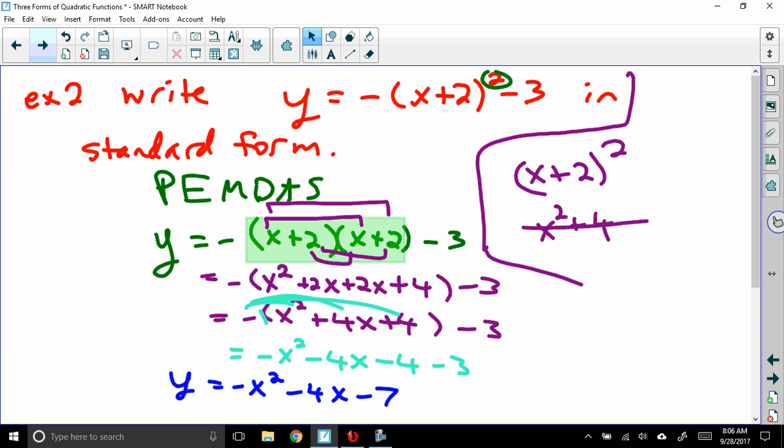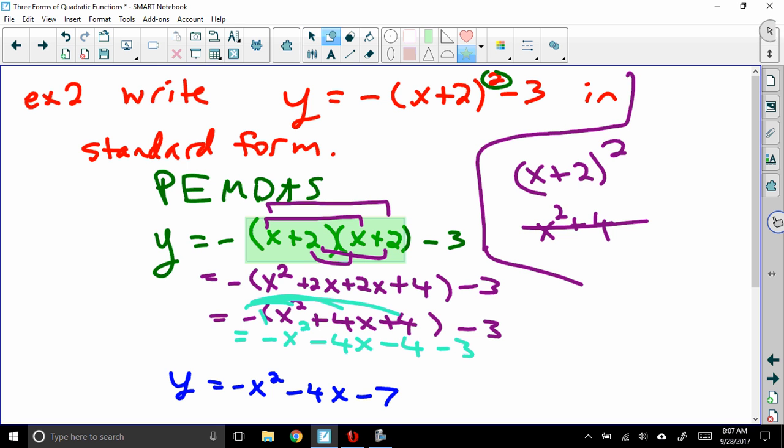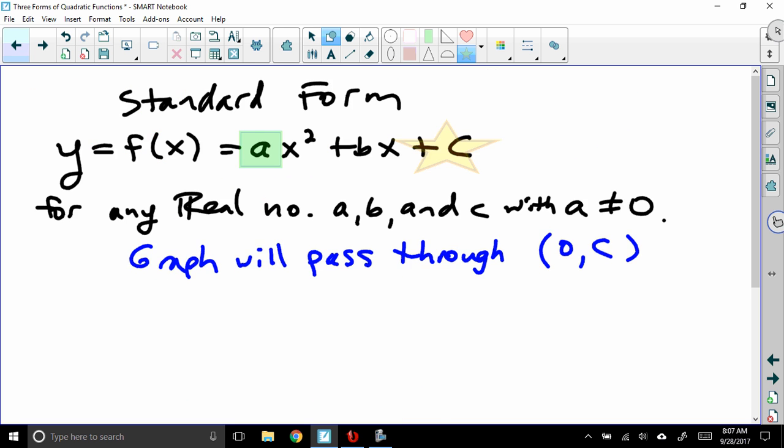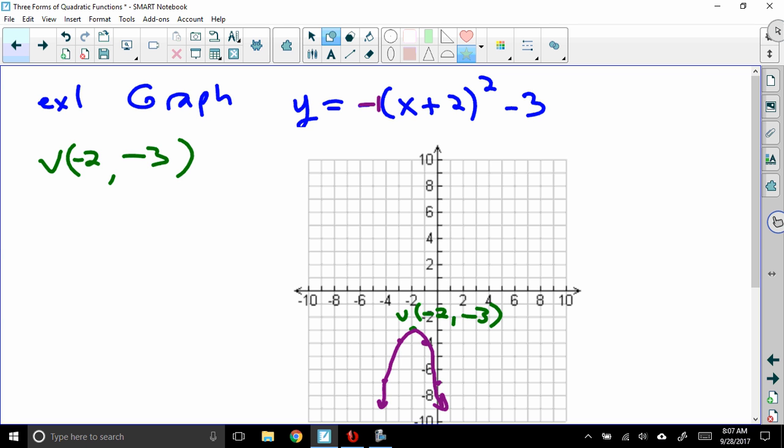So, what's our C value in this? If we take a look down here, what's our C value? Our C value is the negative 7. Now, earlier, we said that that's the y-intercept, right? So let's go back and see what the graph had for a y-intercept. It was negative 7, wasn't it? That's really cool.